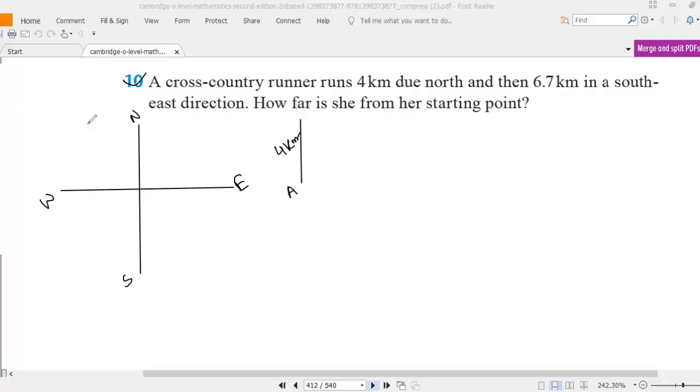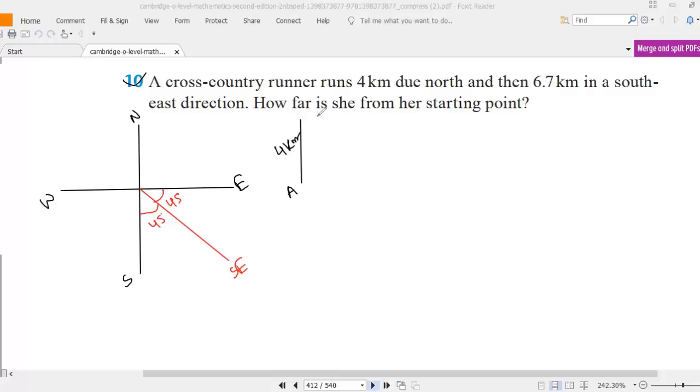Now, and then 6.7 kilometers in a southeast direction. So what does southeast direction mean? Southeast direction means actually the middle direction of south and east. That is called southeast. Here, southeast direction will make 45 degrees and 45 degrees. Southeast will make 45 degrees on east and 45 degrees on south.